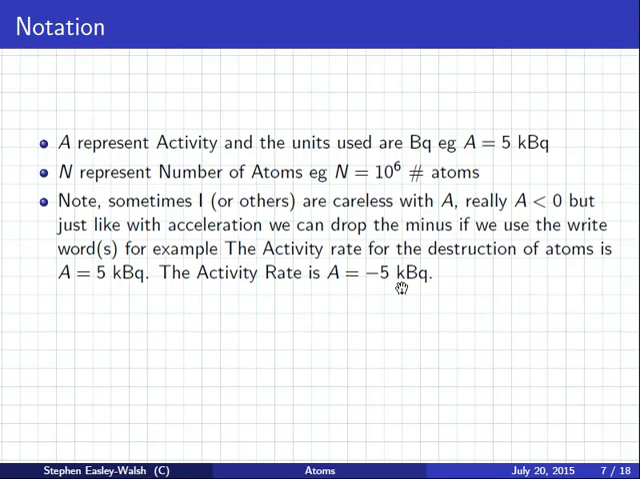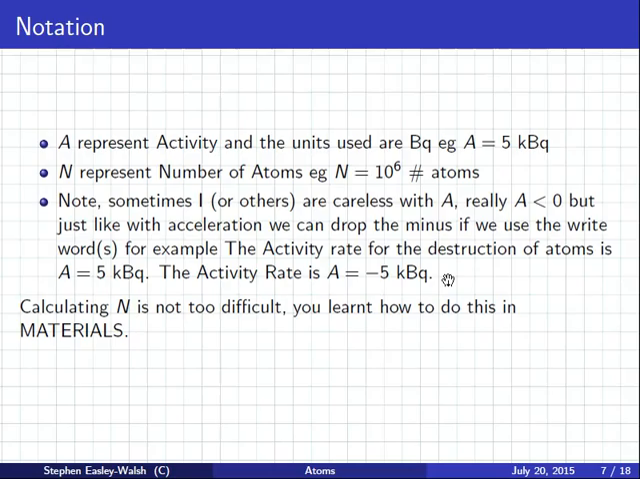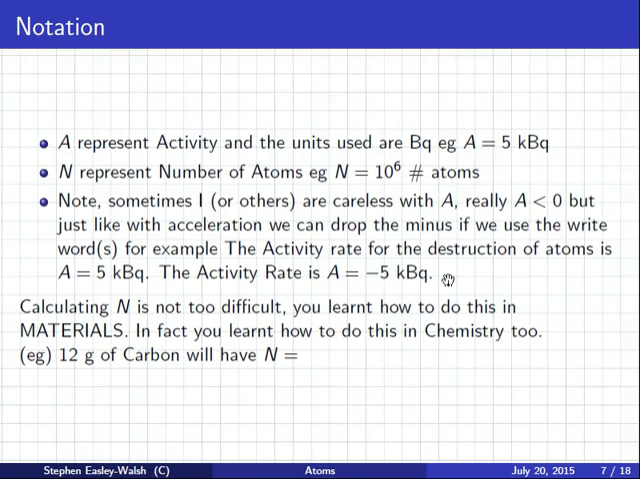Now, don't write all of this down, but make some notes. Calculating N is not too difficult. You learned how to do this in materials. You had this thing called Avogadro's number of moles, stuff like that. And in fact, you learned how to do this in chemistry too. You should all know this from chemistry. How many atoms of carbon are in 12 grams of carbon?